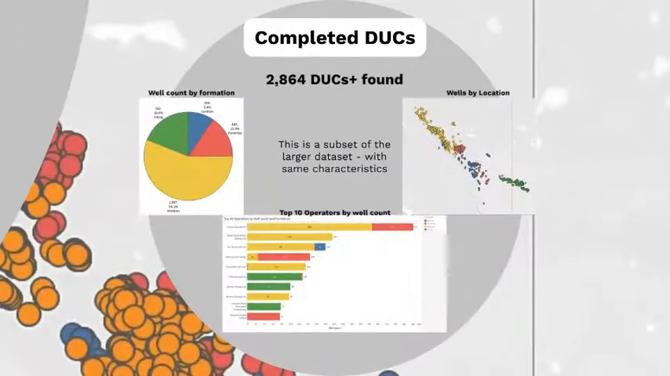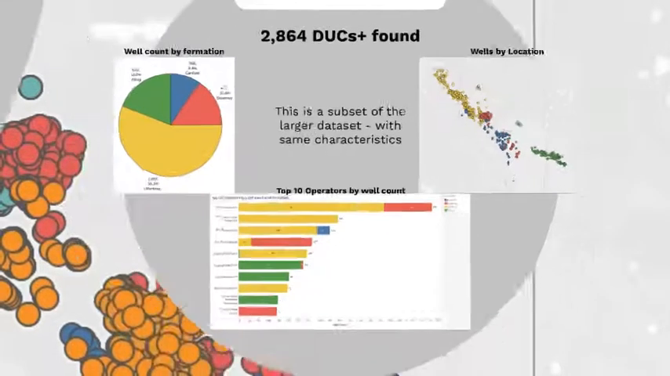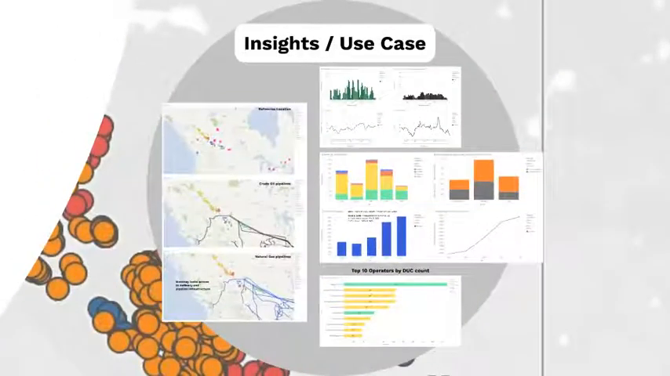We also found instances where wells were completed a short time after drilling but were not produced. These did not meet the definition of a duck, so we call them ducks plus. We included them in our findings as they can also influence supply elasticity. They have the same characteristics as the overall data set in terms of location, formation, and operator counts. Now we'll talk about just a few insights and use cases due to time constraints.